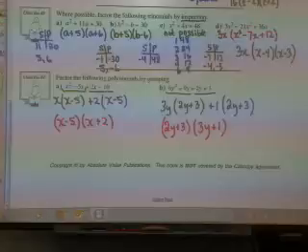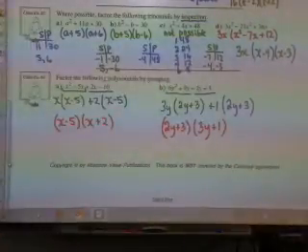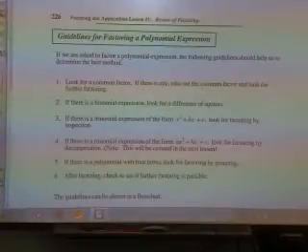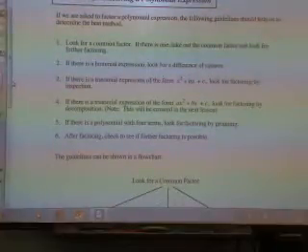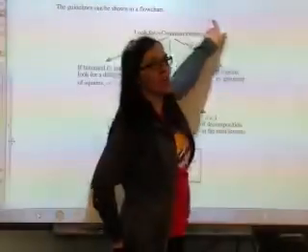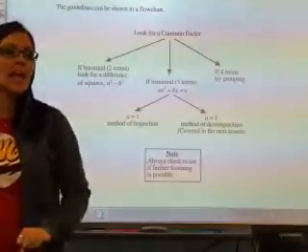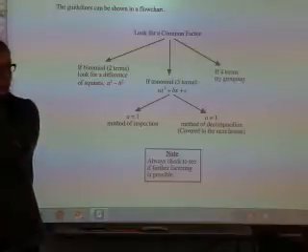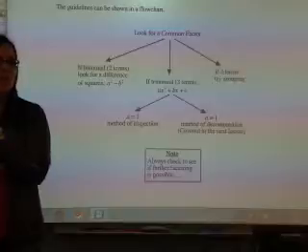So the following page has a flow chart, or a tree diagram, or a visual of how I could factor polynomial expressions. The first thing, we start off by looking for a common factor. Can I pull the same thing out of each term? So try that first, okay? Once you've done that, your next step basically goes with the number of terms that the expression has.